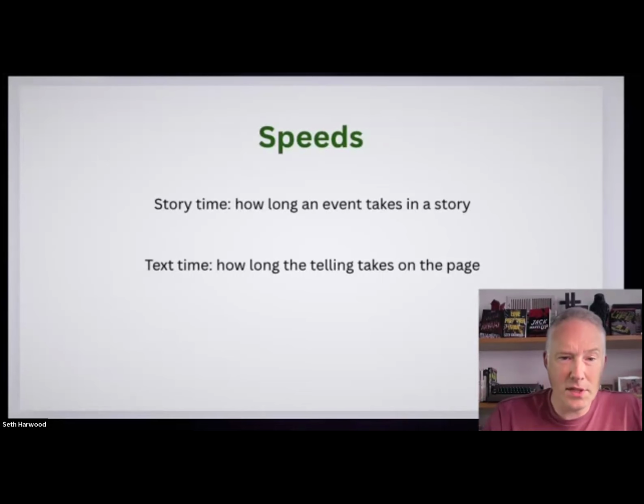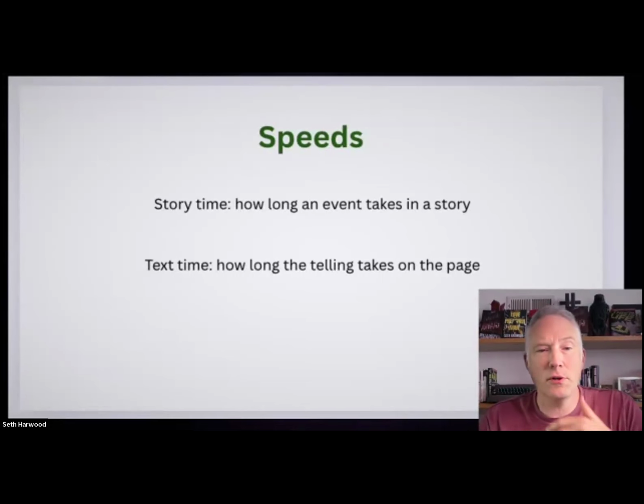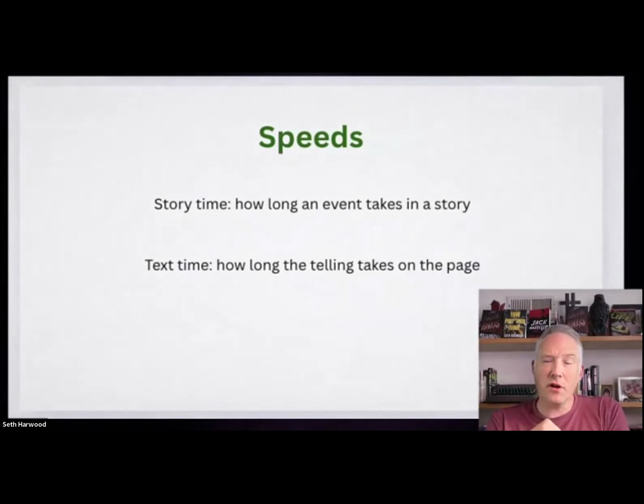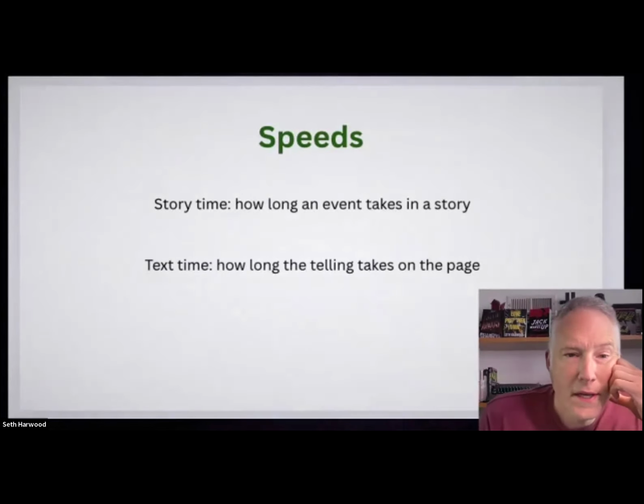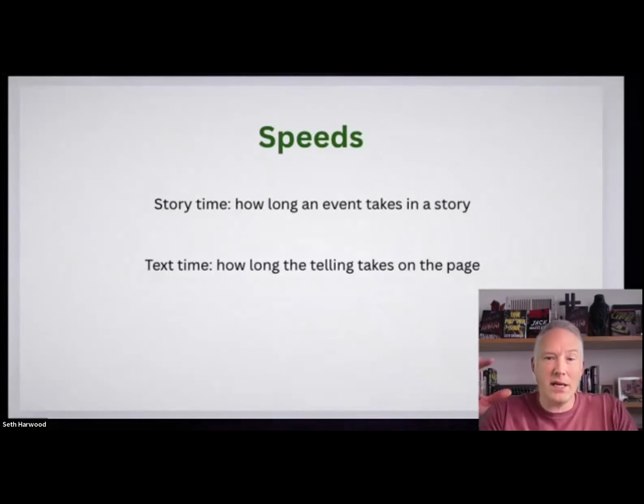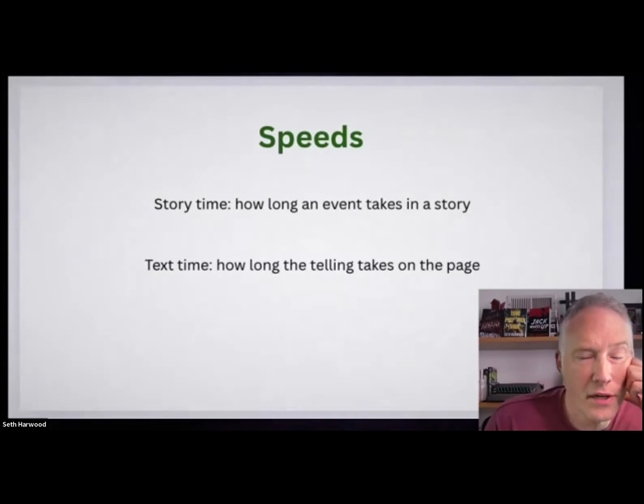So there are two concepts here. One is story time. That's how long an event takes in a story. For example, we've been on this call for 7 minutes. This is the amount of story time that we've gone through. And then the next piece is text time. If I were to write about what's happened so far in this session, I could write about it in 2 sentences, or I could write about it in 2 pages. That's an example of how text time can expand or contract.